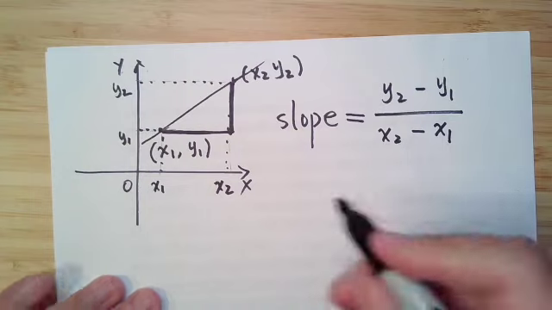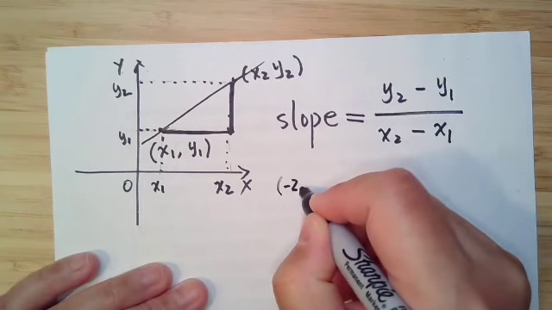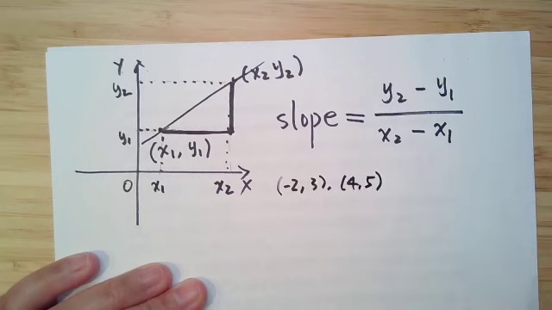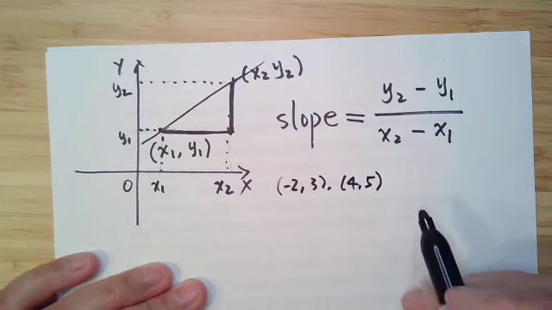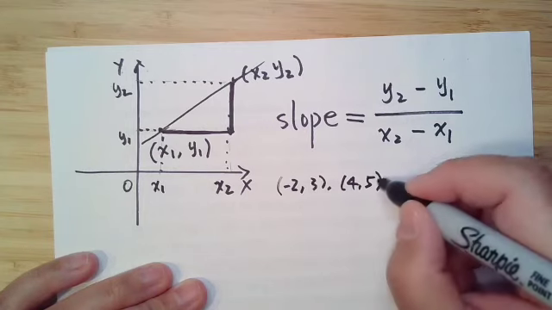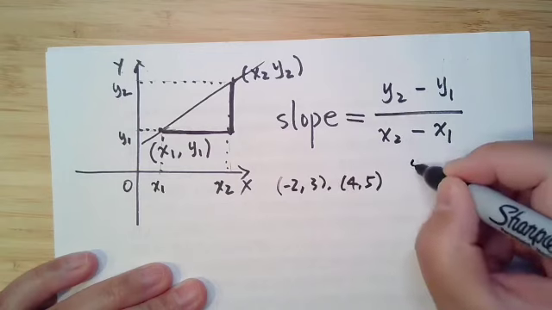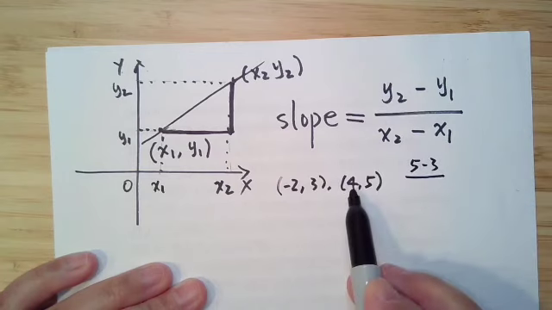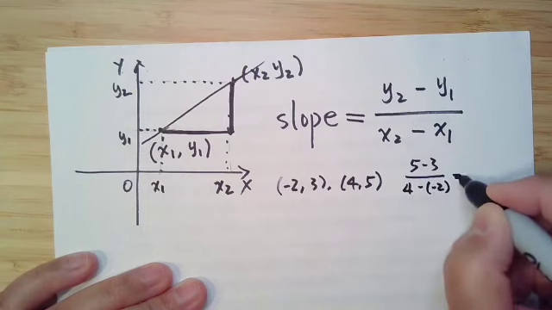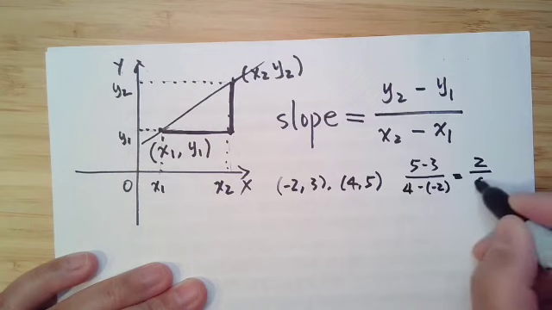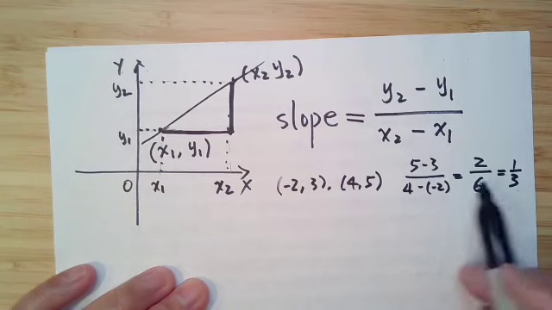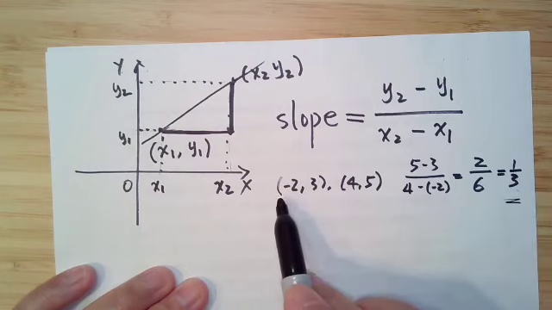Let me give you here (-2, 3) and (4, 5). What is the slope of a line that passes through these points? The slope, remember, is the change in y, which is 5 minus 3, divided by 4 minus -2, which is 2 over 6. Simplify, you get 1/3. That's it. So this is the slope of the line that passes through these 2 points.